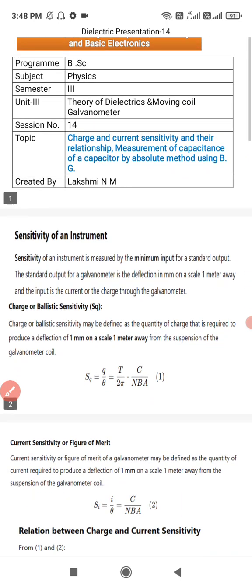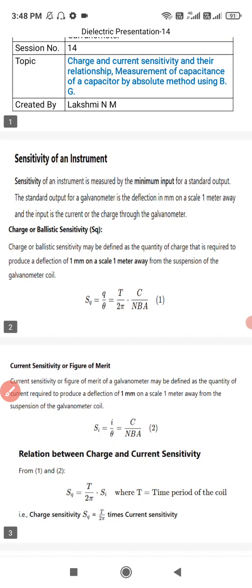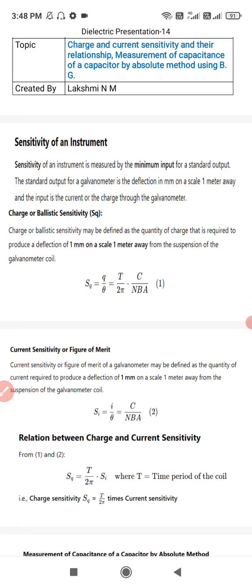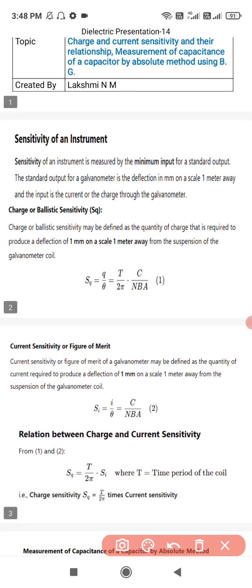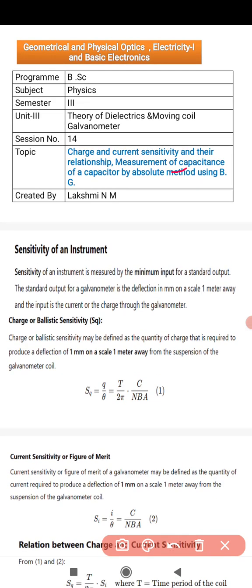Now we can see the definition of the sensitivity of the instrument. Sensitivity of an instrument is the minimum input for a standard output. The standard output for a galvanometer is the deflection of 1 millimeter on a scale 1 meter away. The input is the current or the charge through the galvanometer.